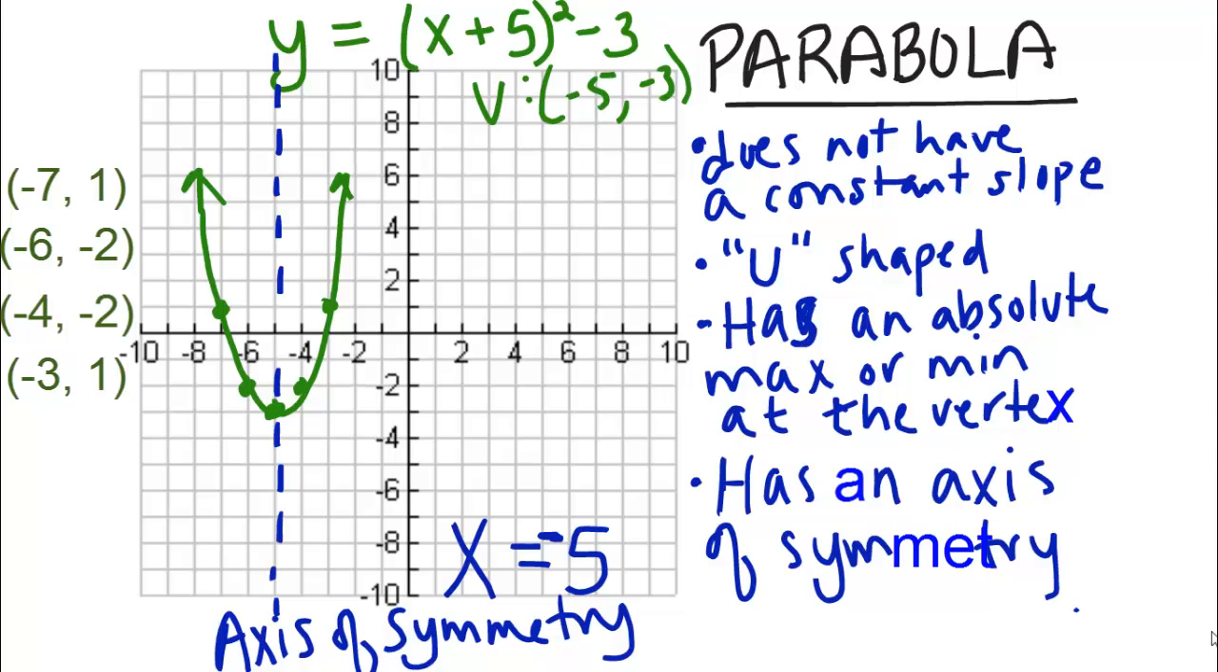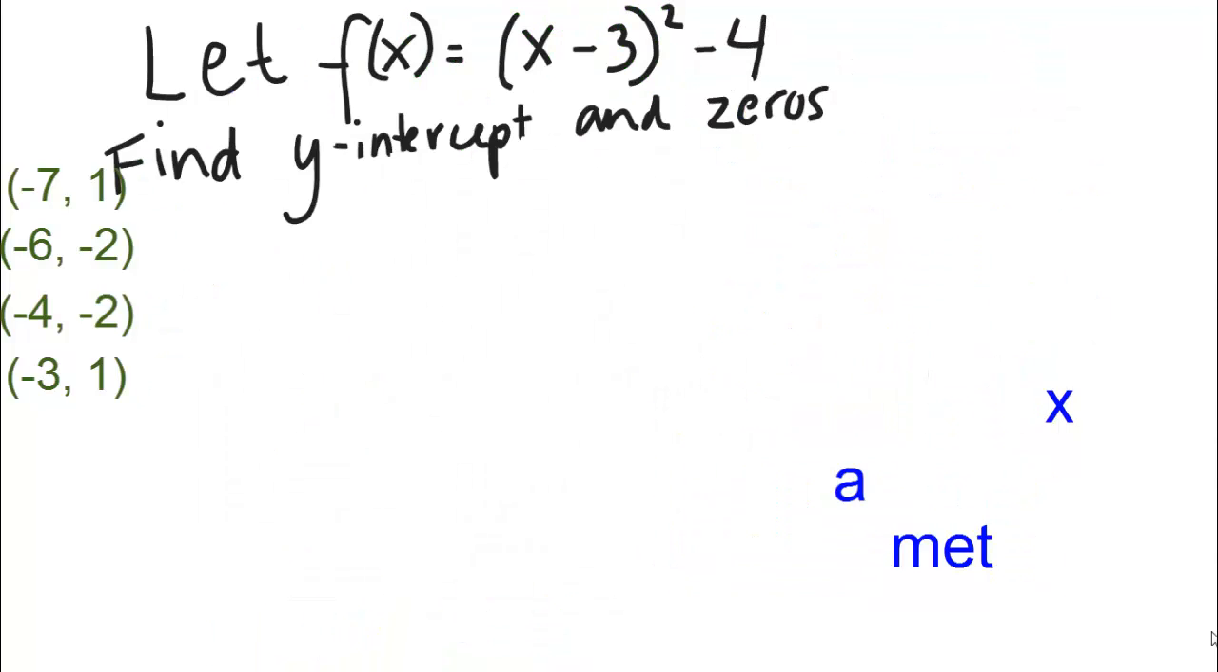So remember, we plugged in like 4 x values to get those points on the graph. I could have just plugged in a couple and then reflected them over the axis of symmetry. That might have been a faster way to graph this. So you want to make sure you use the fact that it's symmetric to get more points.